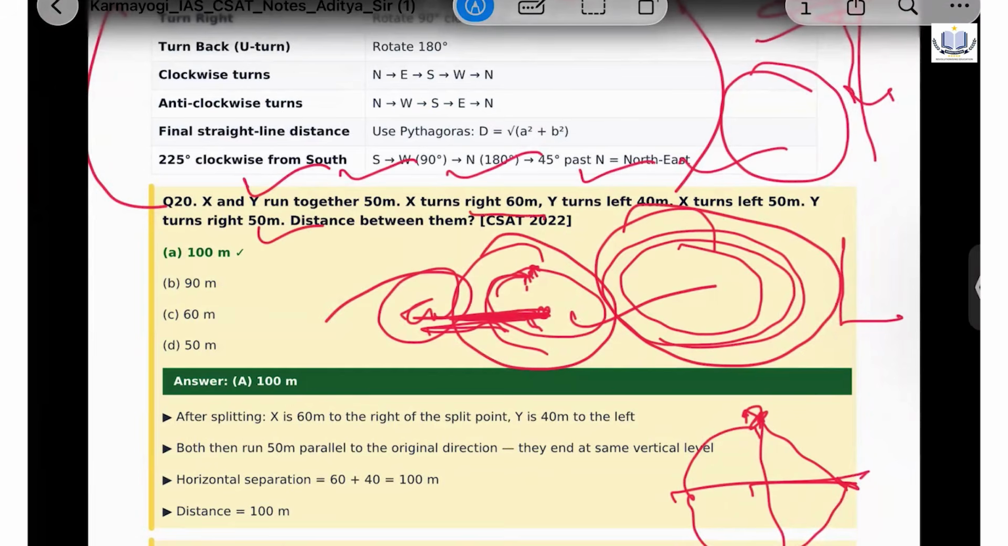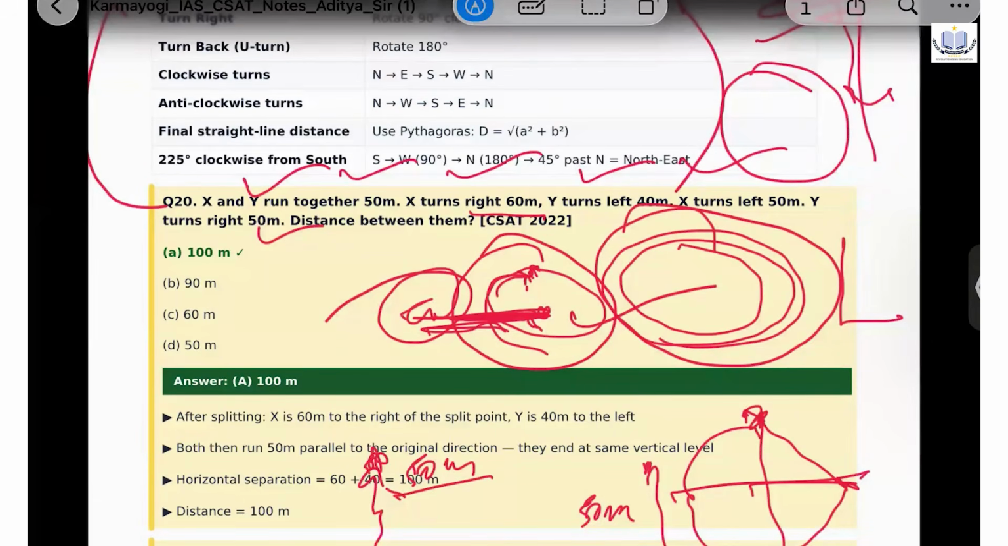X turns right 60 meter. X यहाँ से चला गया 60 मीटर right की तरफ. Y turns left 40 meter, तो Y turn 40 मीटर left. Now X turns यहाँ से left 50 मीटर. Left 50 मीटर ये हो गया 50 मीटर. ठीक है, now X is here. ठीक है, now Y turns right 50 meter. यहाँ से Y is turning right. तो Y का right ये हुआ है ना. Y का right is this, और यहाँ से there Y 50 मीटर है तो यहाँ पहुँच गया.